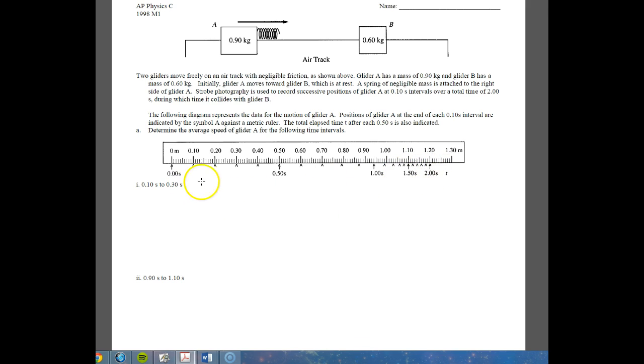So for the very first one, they want us to find the average speed from 0.1 to 0.3 seconds. So that's pretty easy to do. It's just speed is equal to distance over time. For this one, the very first one, we've gone from 0.3 meters to 0.1 meters, and we're going to divide that by 0.3 seconds minus the 0.1 seconds. So we're looking at this variable right here. And at this point, this is really easy. It's just 1 meter per second.